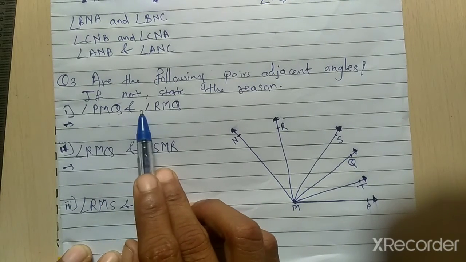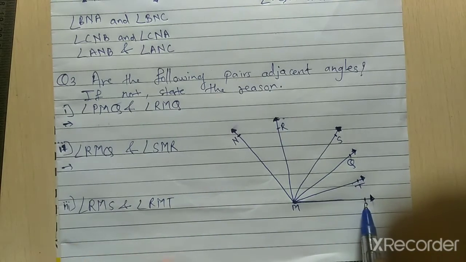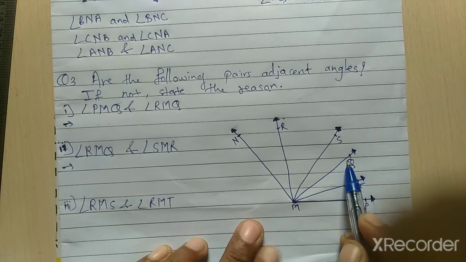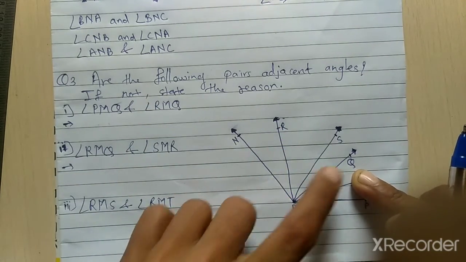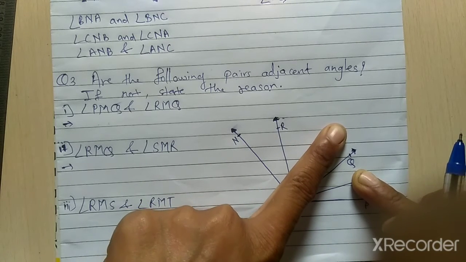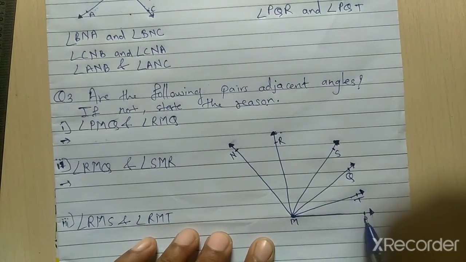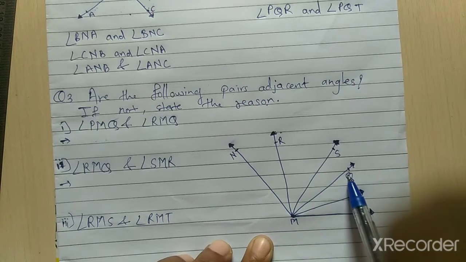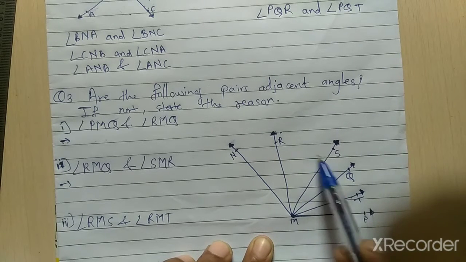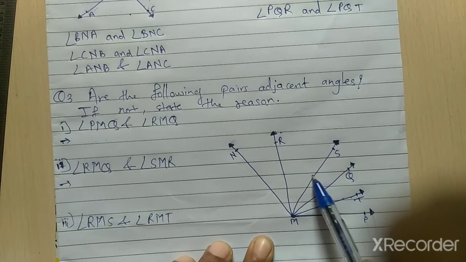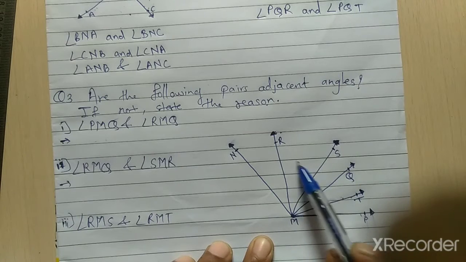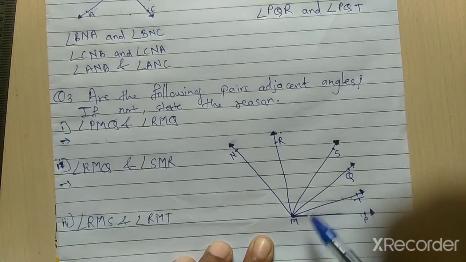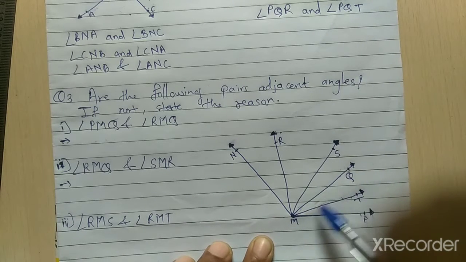Look here. Angle PMQ and angle RMQ. First P, M and Q, this is our first angle. So ignore this one. Next is RMQ. For this, ignore this one. So look here: PMQ and RMQ. For PMQ, this is the interior, and for RMQ, this is the interior. This is different from that; both have separate interiors. This is PMQ's interior and this is RMQ's interior. So both have separate interiors and MQ is the same arm. So what do we call it?